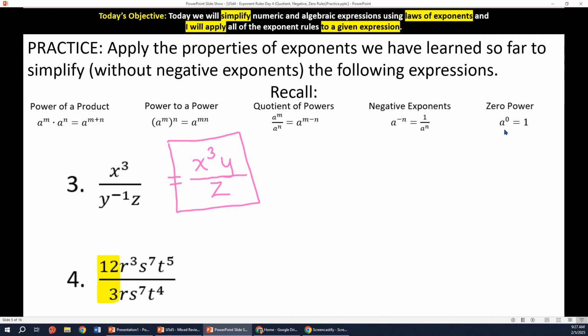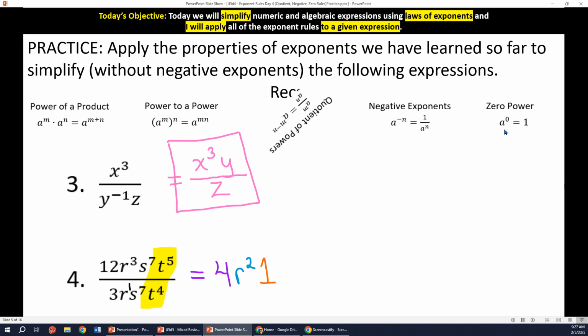Number 4, I'm going to group. I'm going to do my 12 divided by 3, which is going to give me 4. Then I'm going to use my quotient rule, r cubed over r to the first, which is going to be subtraction. 3 minus 1 is r squared. Then I'm going to again use my quotient rule. s to the 7th over s to the 7th is s to the 7 minus 7, which is s to the 0. Then I'm going to apply my 0 power rule that says anything to the 0 power is just 1.